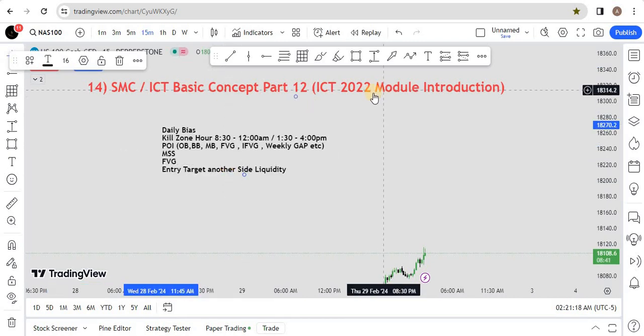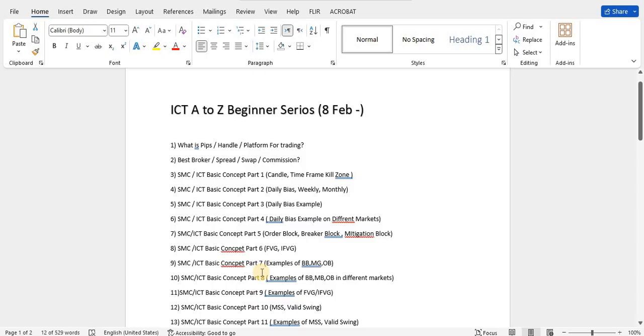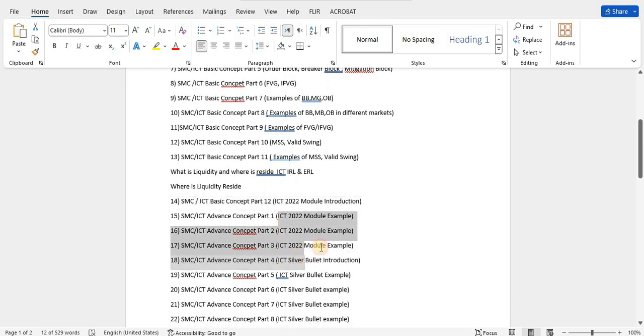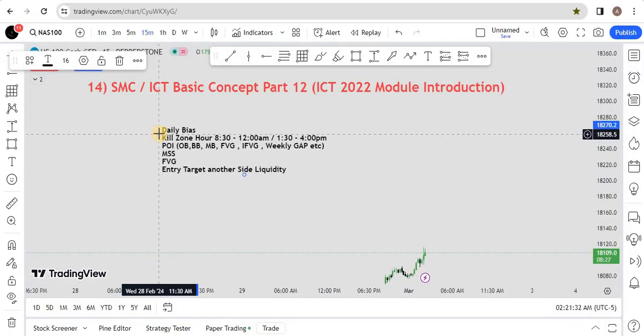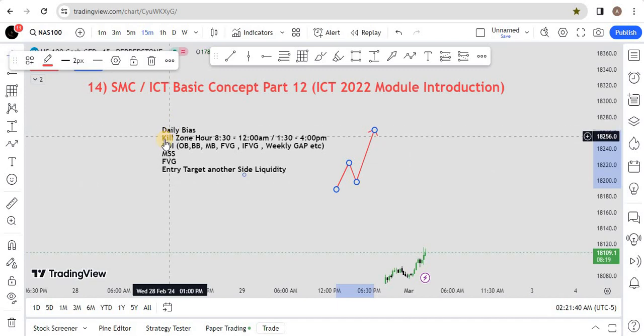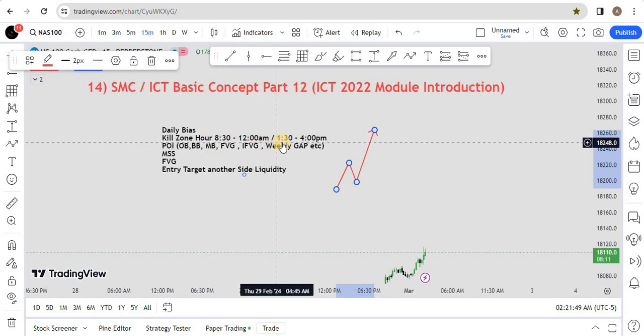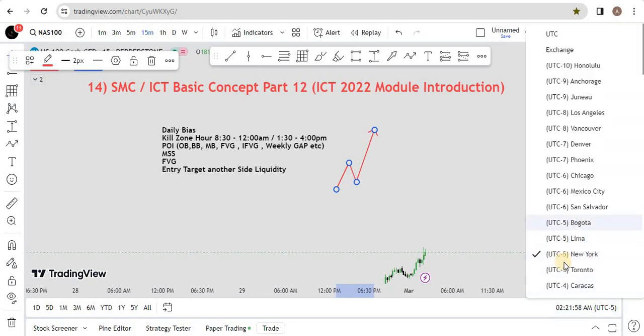So in the ICT 2022 model, this is the most important point, and it is not limited to this. When I show you the examples, you will also learn what I am telling you exactly. The first thing, we need a daily bias. We have to understand where the price is most likely to go. In that daily bias, we have to trade only kill zone hours. We only trade 8:30 to 12 a.m. This is our entry area. The second entry area is 1:30 to 4 p.m. This is the New York kill zone hour. Make sure your time frame is always on the New York session.